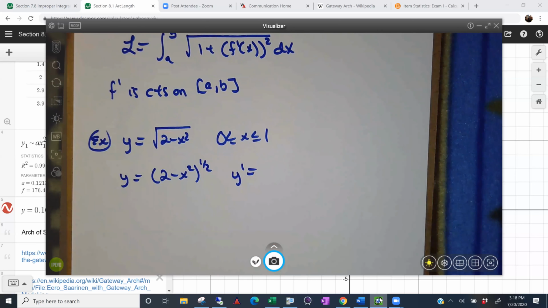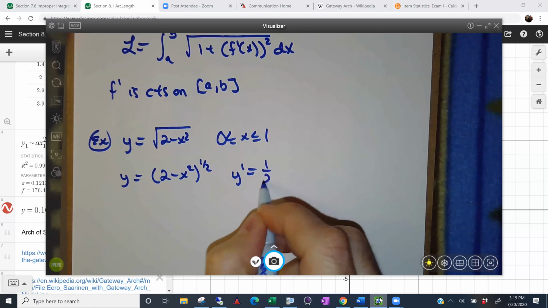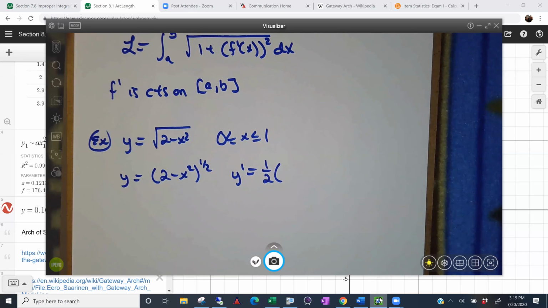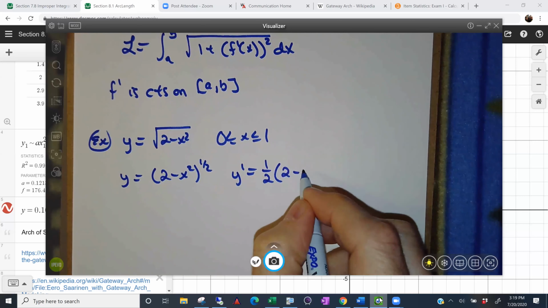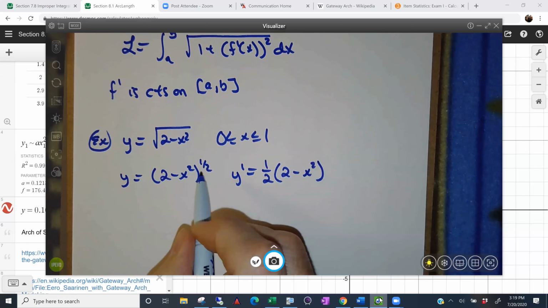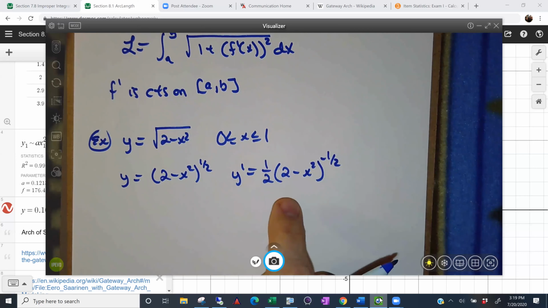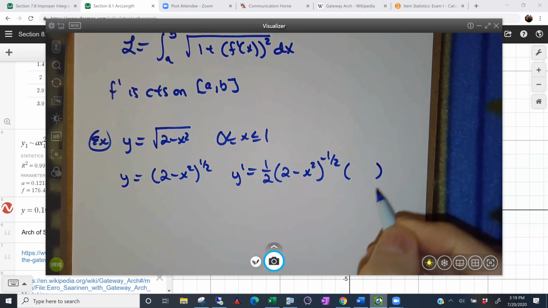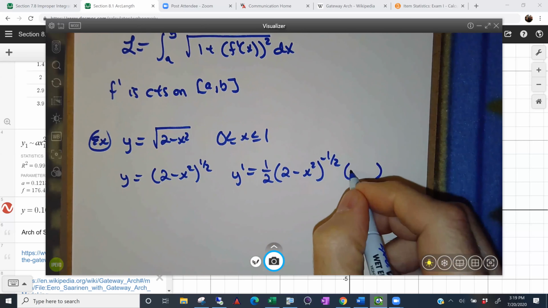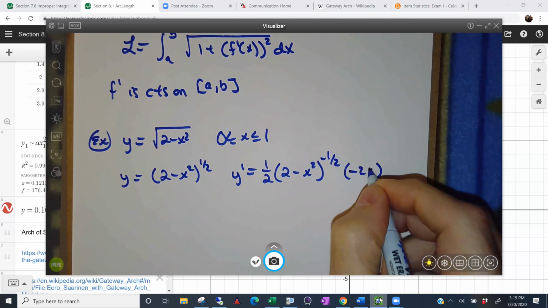Hopefully your powers of differentiation have not deserted you since Calc 1. You're going to have to use a chain rule. 1/2 times derivative of the outside. So it's going to be 1/2 minus 1 or minus 1/2. Am I done there? Am I done with the derivative? To do the inside. Times the derivative of the inside. Thank you. What's the derivative of the inside? Negative 2x. Beautiful. Negative 2x.